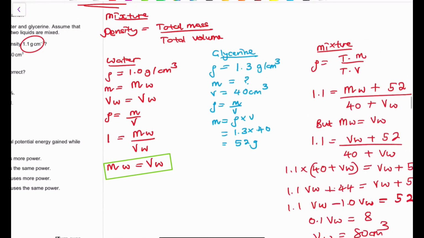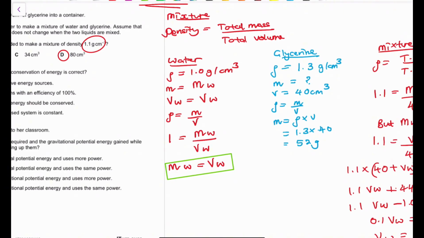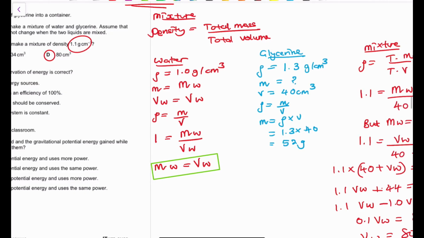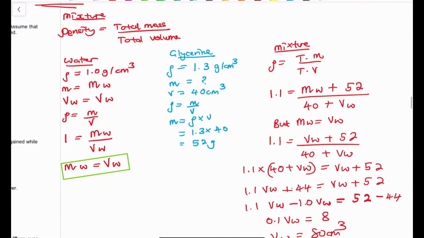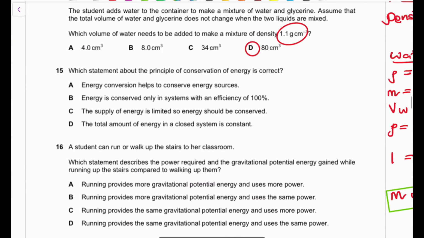So as you can see, it's a lot of calculation. But the thing about physics is once you know that density is equal to total mass over volume, the rest is just mathematical manipulation. So what I did is I worked with water separately. What is its density? What is its mass? What is its volume? I had that information. I went to glycerin. What is its density? What is its mass? What is its volume? I had that information. For the mixture, it's just a matter of adding the volume of water and the volume of glycerin, and finding the density of the mixture. Then the density of the mixture is already given, then me finding the volume, and the answer is going to be D. Very important.